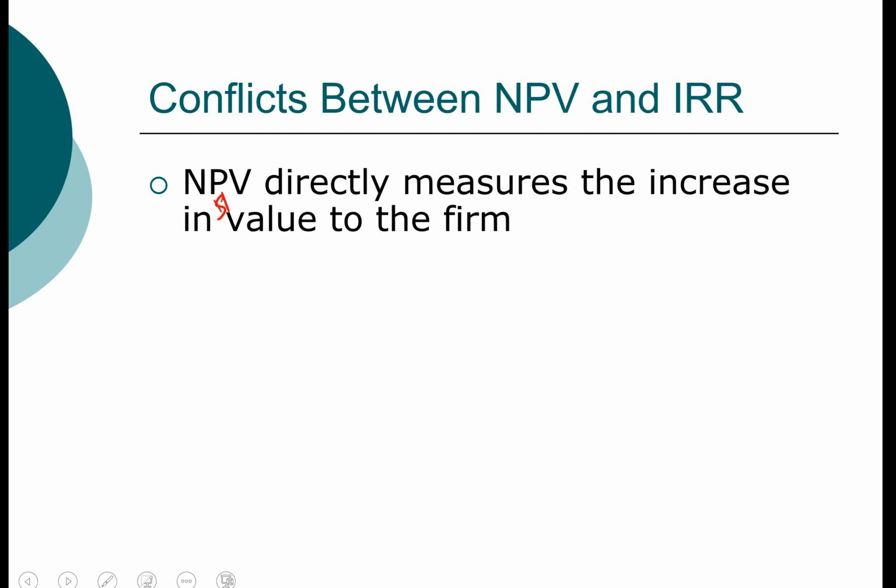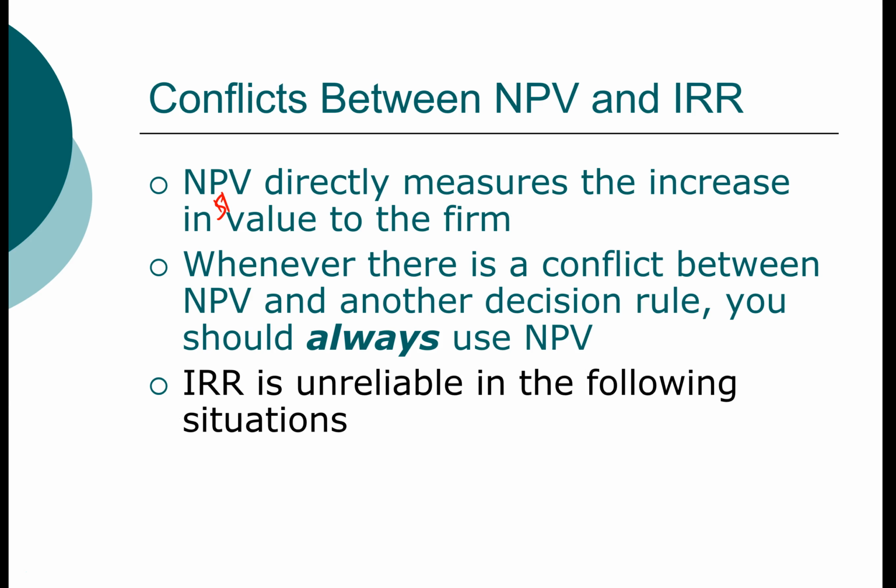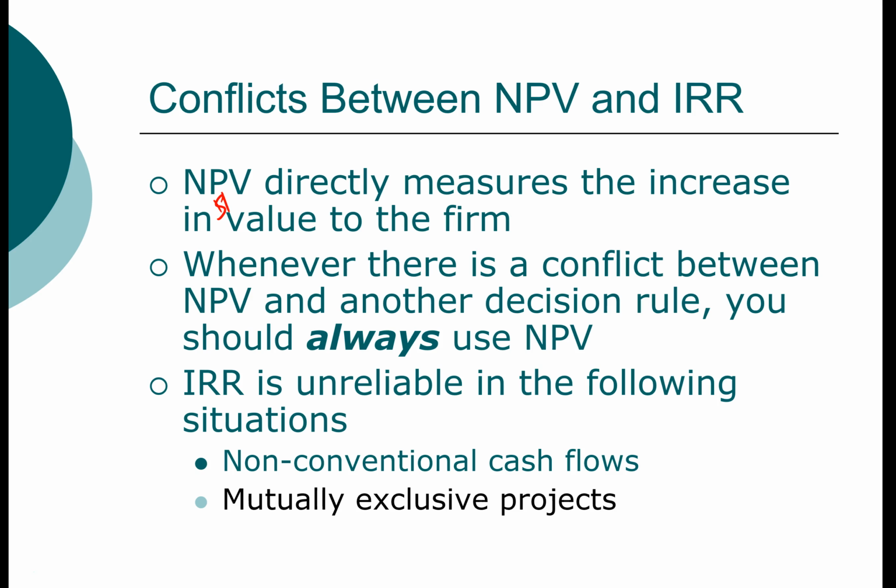Just as a rule of thumb, whenever there is a conflict between the net present value and any other methods, we should always go with the net present value method. That's because as we look at the advantages and disadvantages of various methods, the net present value method is the one that has the most desirable qualities. And to reiterate, the internal rate of return method is unreliable in two situations. One is when we have non-conventional cash flows, or cash flows that change signs more than once, and the other is when we are talking about mutually exclusive projects.